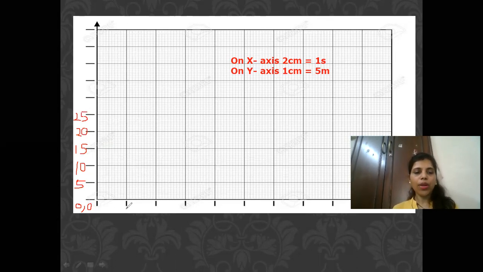Then here it will be 1, 2, 3, 4, 5. And you have to also write what you are plotting over here. You have plotted time, so please write down over here that it is time. You have to draw the line and it should be below that.